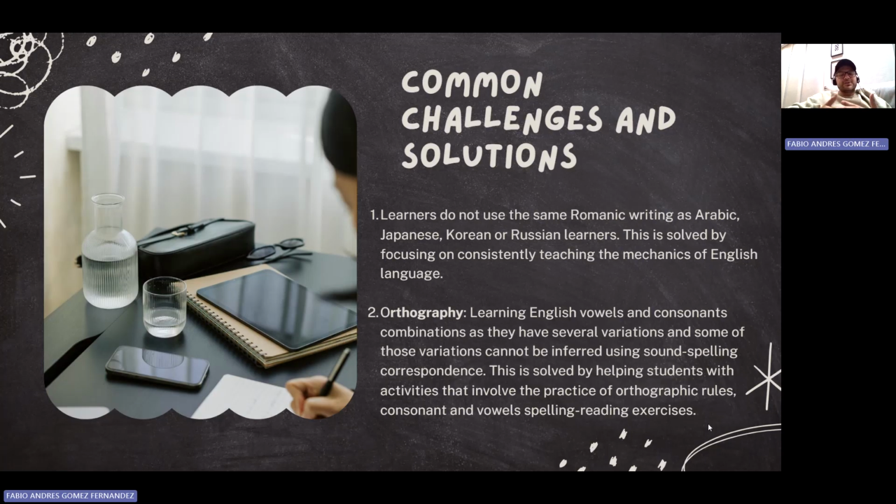Learning English vowel and consonant combinations, as they have several variations, and some of those variations cannot be inferred using sound-spelling correspondence, like maybe we do in Spanish. This can be solved by helping students with activities that involve the practice of orthographic rules, consonant and vowel spelling, and reading exercises.